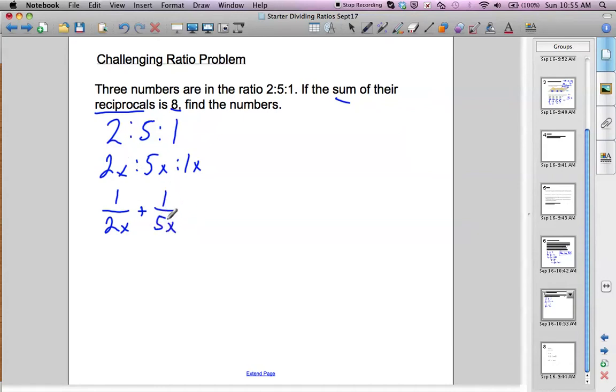So we have 1 out of 2x plus 1 out of 5x plus 1 out of 1x, or just 1 out of x, equals 8. The sum of their reciprocals is 8.